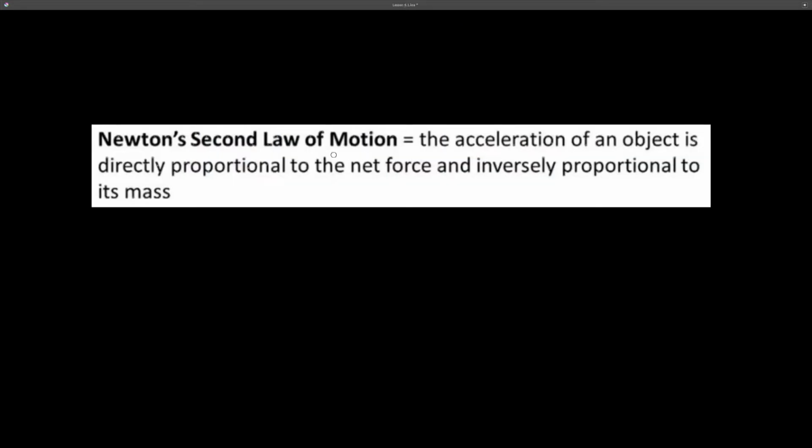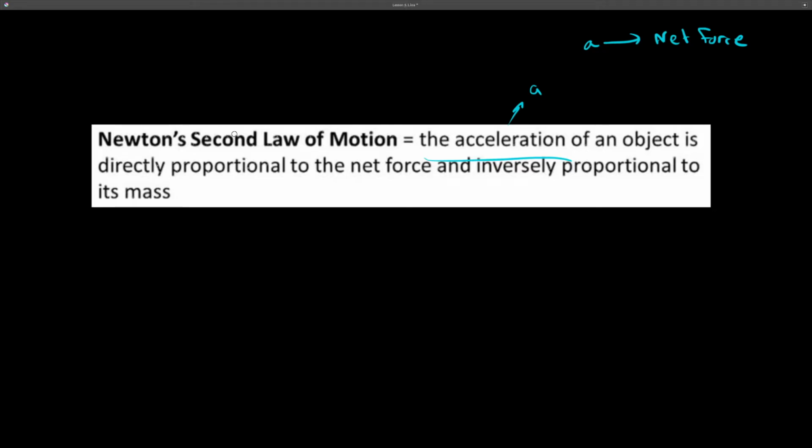So Newton's second law states that the acceleration of an object, a, and note that this acceleration is in the direction of the net force. So the acceleration goes in the direction of the net force. You're not going to have an object whose net force is 20 newtons to the right, and it's going to accelerate to the left. That never happens.